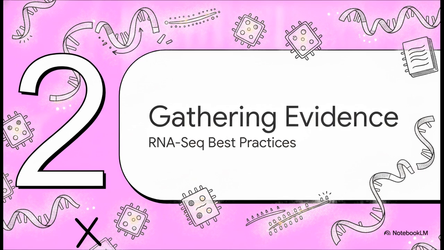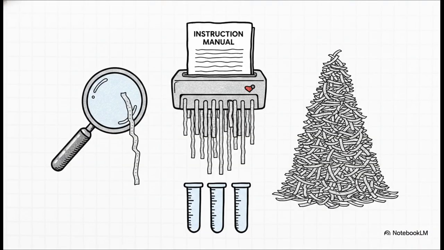Moving on to Section 2, gathering the genetic evidence and the best practices for doing it right. So we can't just read an RNA molecule from start to finish like a normal book. The technology relies on a process called sequencing by synthesis. Imagine taking a massive library of instruction manuals and running them through a paper shredder. Those tiny shreds are called reads.